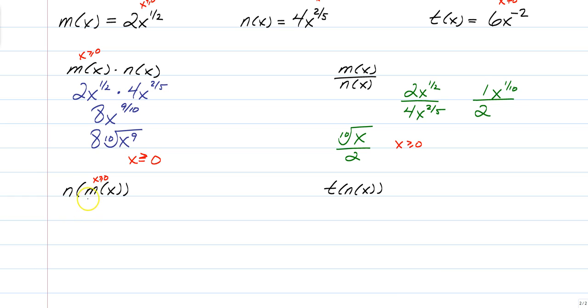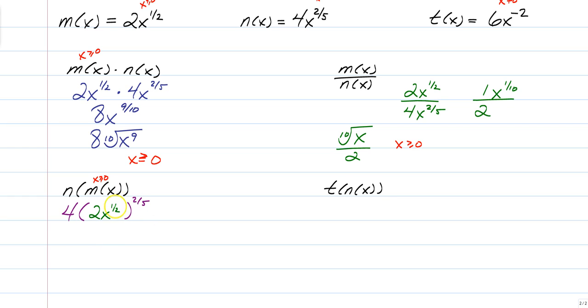So m is going to go into n. So we have 4, and then we have our x raised to the 2/5 power. And then we're going to substitute m in there, which is 2x to the 1/2. And then we need to work this all out.